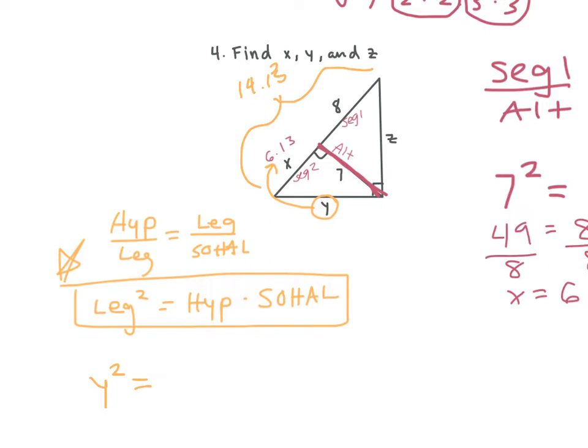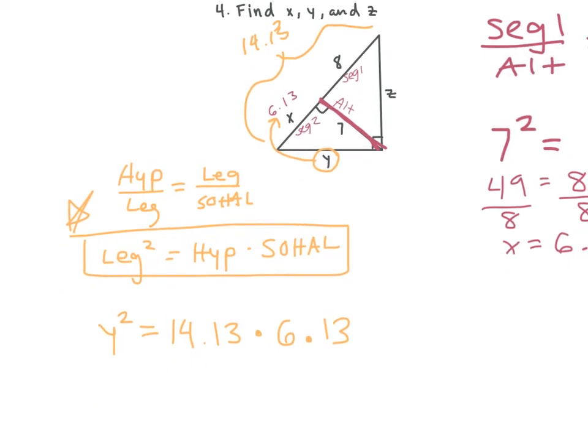The hypotenuse is the hypotenuse of the big triangle, which we have the two segments of, so we just add them together to find what the whole thing is. So we have 14.13, and then we multiply that times the segment of the hypotenuse adjacent to the leg, which is 6.13. So now we need to do 14.13 times 6.13 and then take the square root of that.